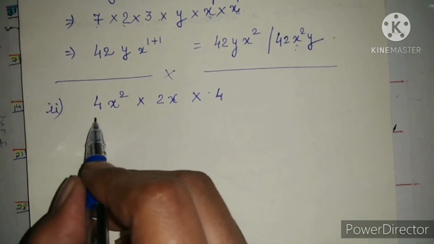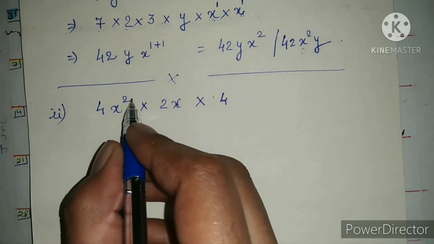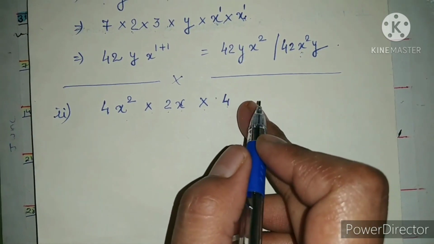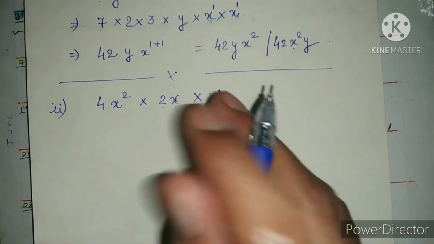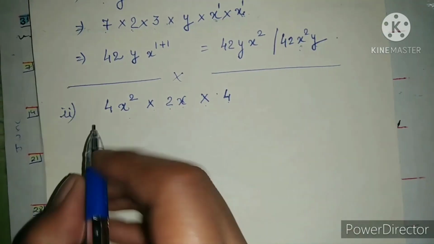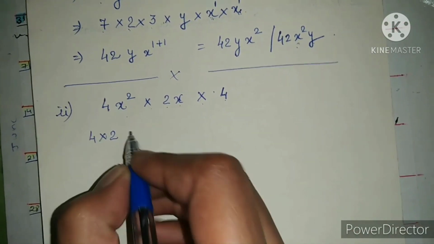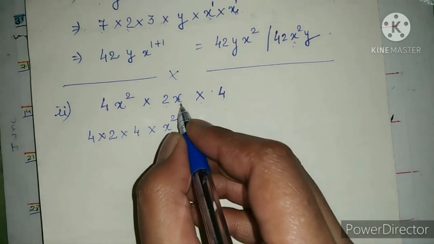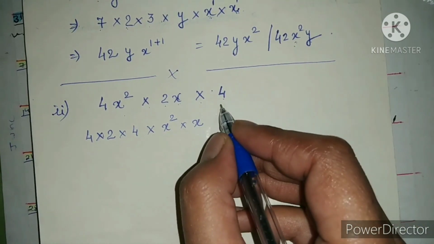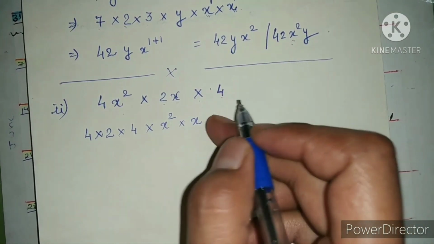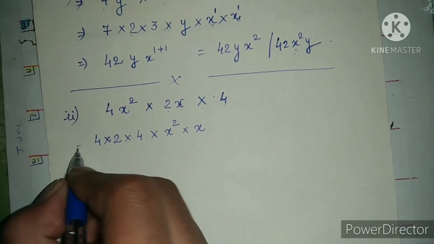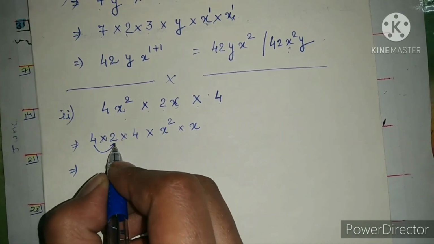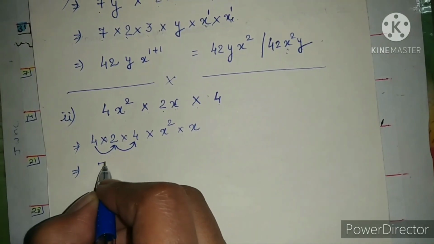The second example we can say is 4x square multiplying by 2x multiplying by 4. In the last one we don't have any variable, so look at it properly. We are taking the numerical coefficient of each. So 4 will multiply by 2 multiplying by 4. In the first one x square is remaining, in the second one x is remaining, and in the last one we don't have any variable, so nothing will come from the last. So 4 2s are 8 and 8 4s are 32.